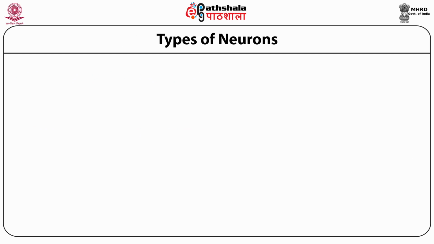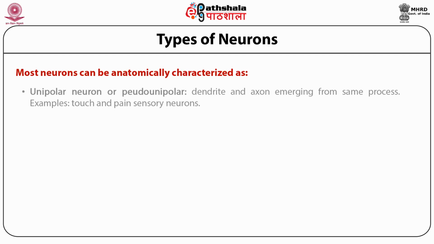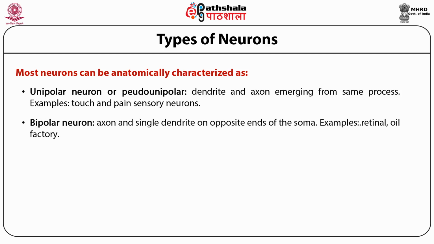Types of neurons. Neurons can be of many types. Most neurons can be anatomically characterized as unipolar or pseudo-unipolar. In these, dendrite and axon emerge from the same process. The examples are touch and pain sensory neurons. The second one is bipolar neuron. In these neurons, axon and single dendrite are on opposite ends of the soma. The examples of bipolar neurons are retinal or olfactory neurons.